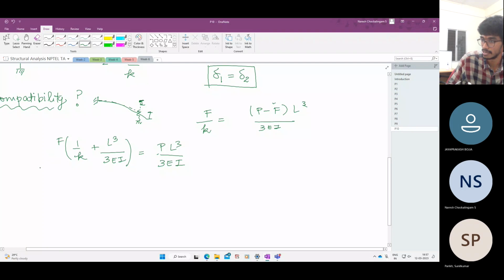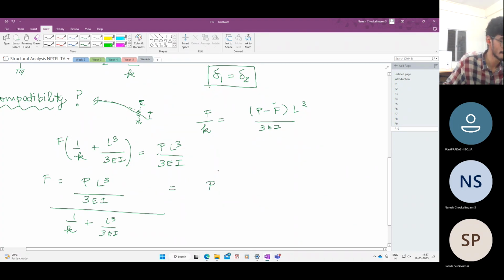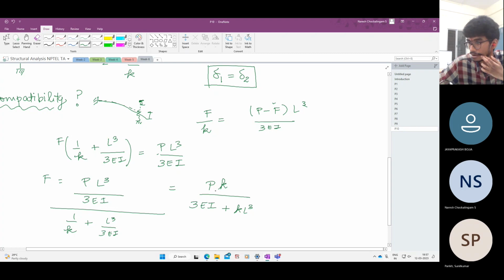So let me find what F is. It is nothing but P L cube by 3EI divided by (1 by K plus L cube by 3EI). So if you simplify this, if you take LCM, in both cases 3EI will be common. We'll get P, K goes to the numerator. So F is equal to P K L cube divided by (3EI plus K L cube). So this is the force that is applied.